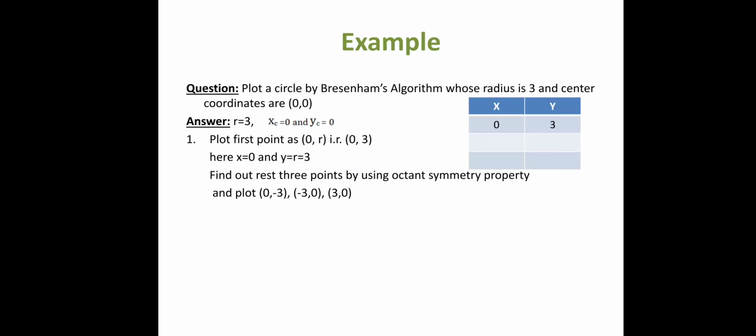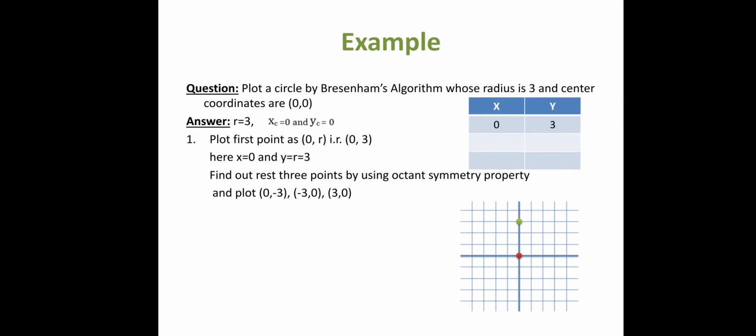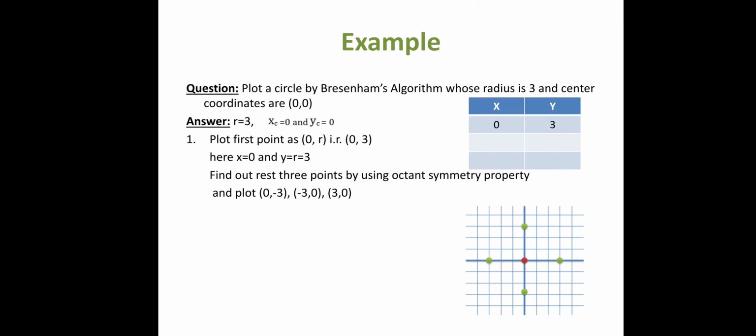Then I will find out the rest of the points by using the octant symmetry property. So what will be the rest of the points? 0, 3, 0, minus 3, minus 3, 0 and 3, 0. All these things we have seen in the octant symmetry property. So this is my first point that I have plotted, that is 0, 3. Then I am replicating this point. Now, you can see here the replication. These are the 3 replications of 0, 3, that is 3, 0, minus 3, 0 and 0, minus 3.